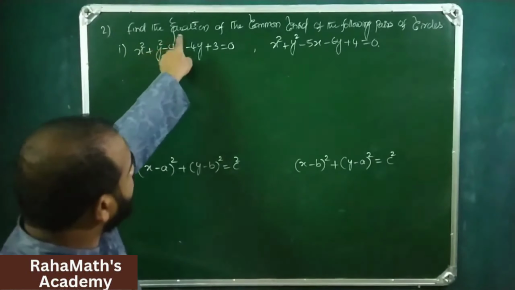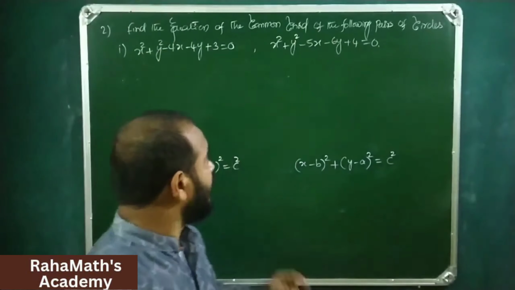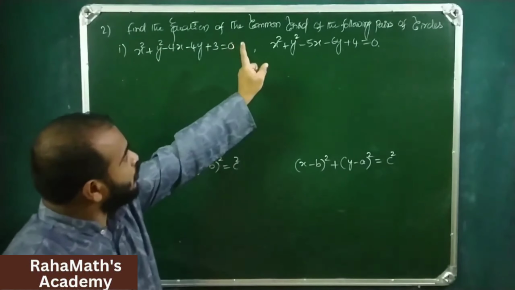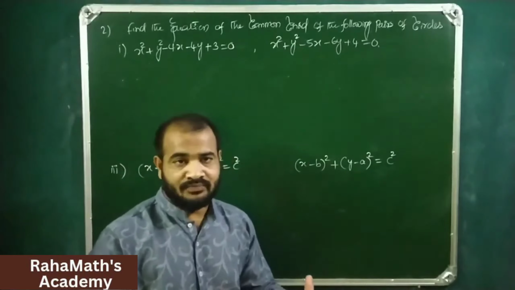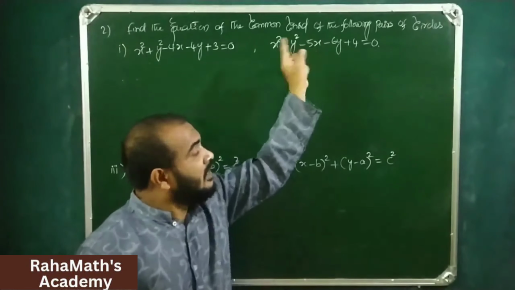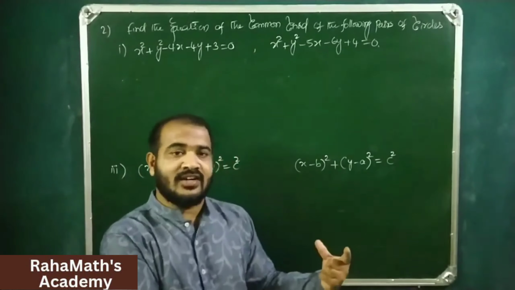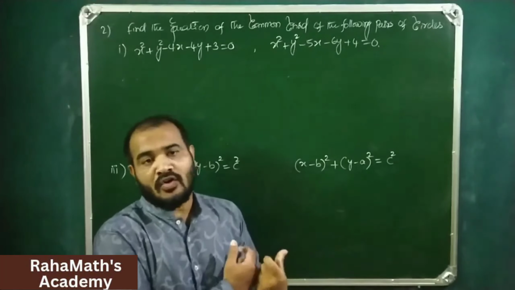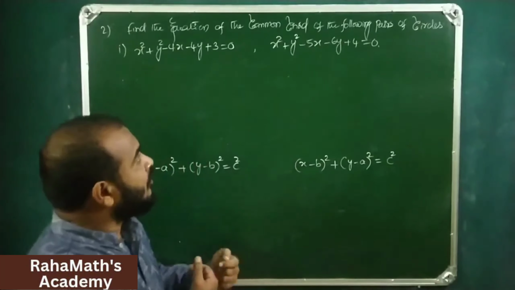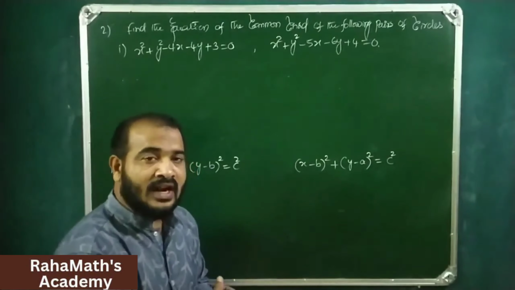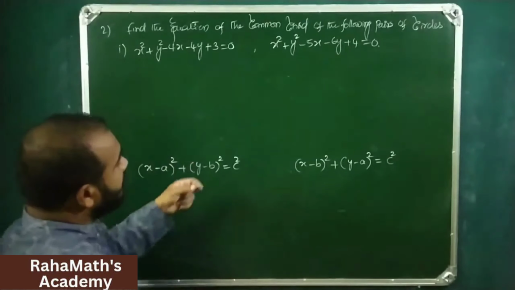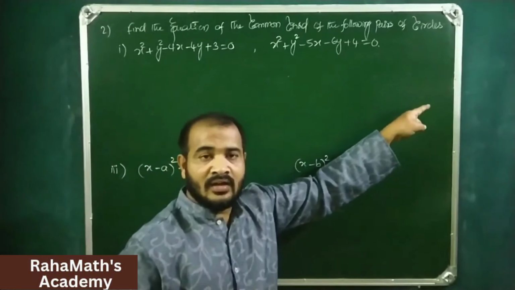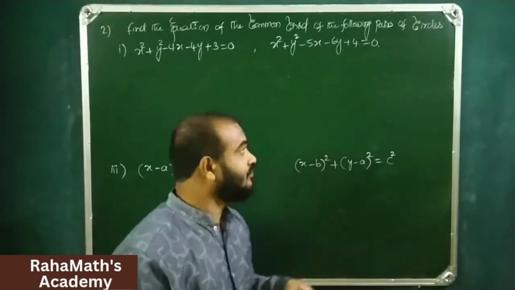Find the equation of the common chord of the following pair of circles. He is asking to find a common chord. That means these two circles, we can imagine, are intersecting circles. For intersecting circles only do we have the common chord. So for two intersecting circles, the radical axis is their common chord. Otherwise, the common chord is nothing but the radical axis.